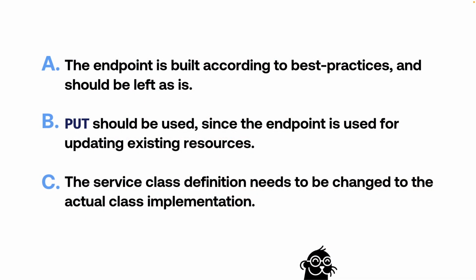So we are reviewing this code where we should give feedback. And so we have three different options to look at. A, the endpoint is built according to best practice and should be left as is. B, put should be used since the endpoint is used for updating existing resources. Or C, the service class definition needs to be changed to the actual class implementation. Now, which one of these would you select yourself?